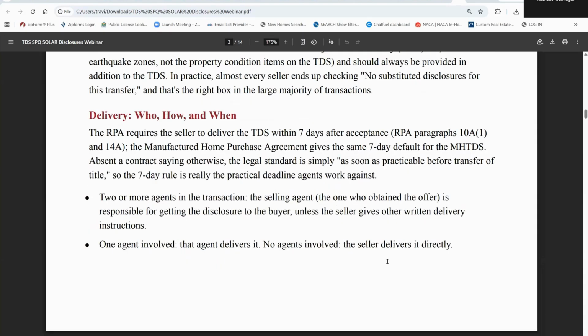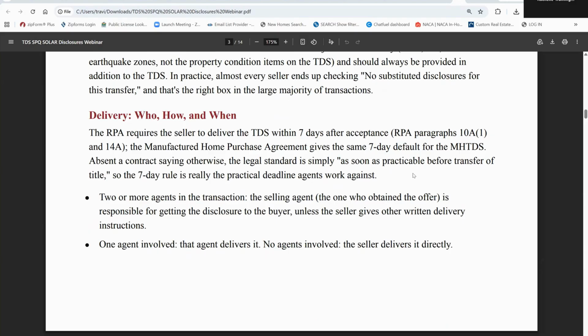Delivery. The RPA requires the seller to deliver the TDS within 7 days after acceptance. So that's the default timeline. The manufactured home purchase agreement gives the same 7-day default. Absent a contract saying otherwise, the legal standard is simply as soon as practical before transfer of title. So the 7-day rule is really the practical deadline we work against as agents.